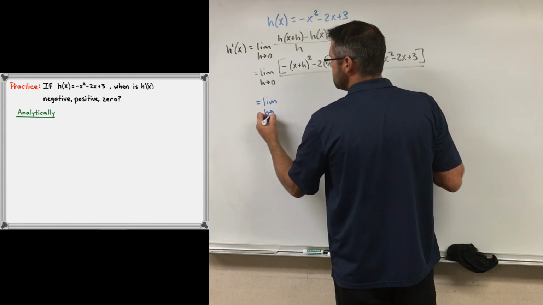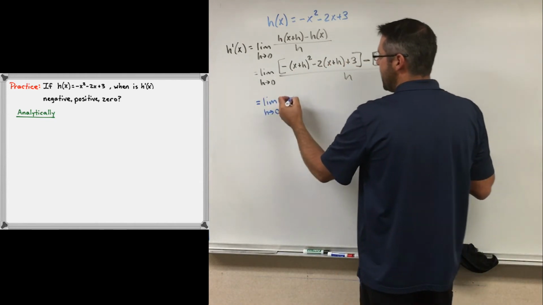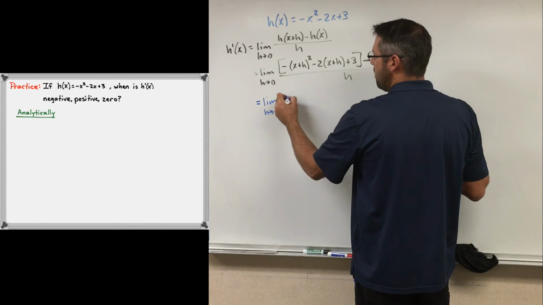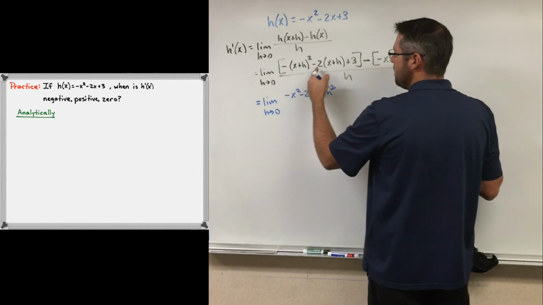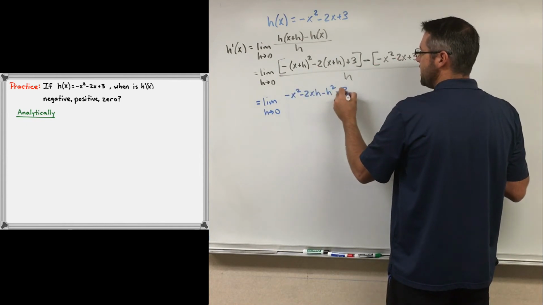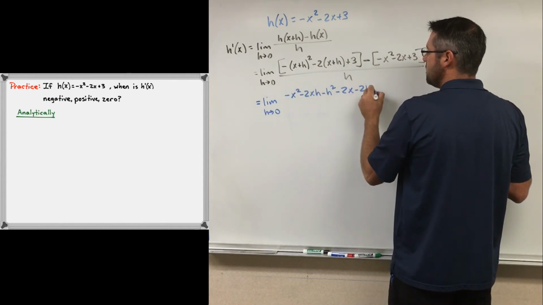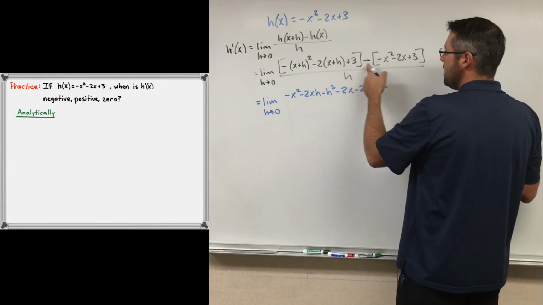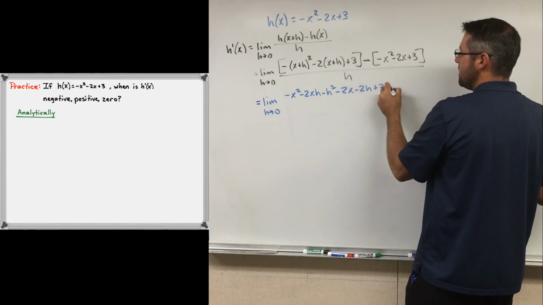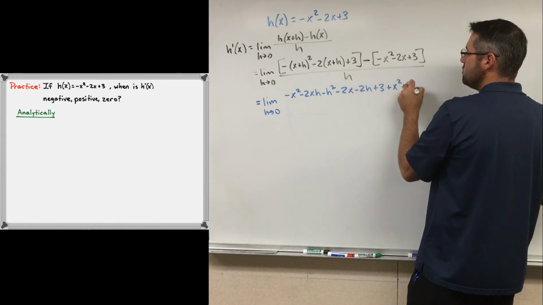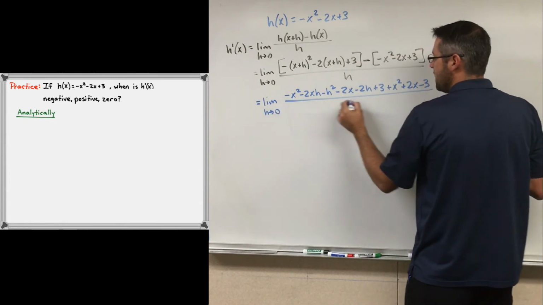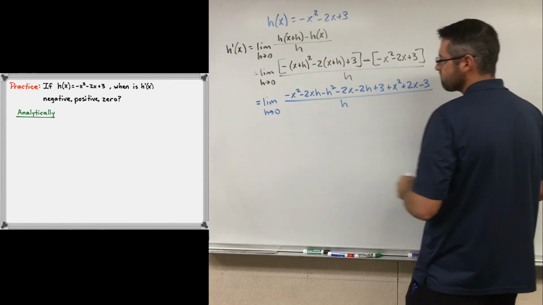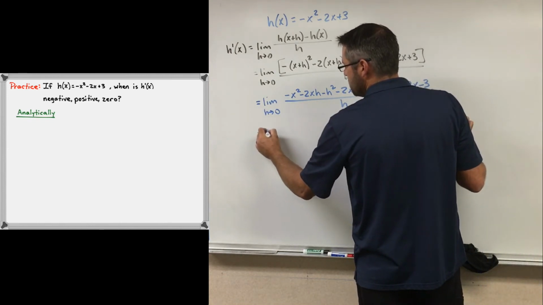Limit as h approaches 0. I'm going to expand that, and I'm going to multiply by -1 all at once. So that's negative x squared minus 2xh minus h squared for that one. We'll distribute the -2, so it's negative 2x minus 2h. And then we have our plus 3 there. And then I'm going to go ahead and distribute that negative, so that becomes plus x squared plus 2x minus 3. And that's all on top there. And then we'll divide that by h.